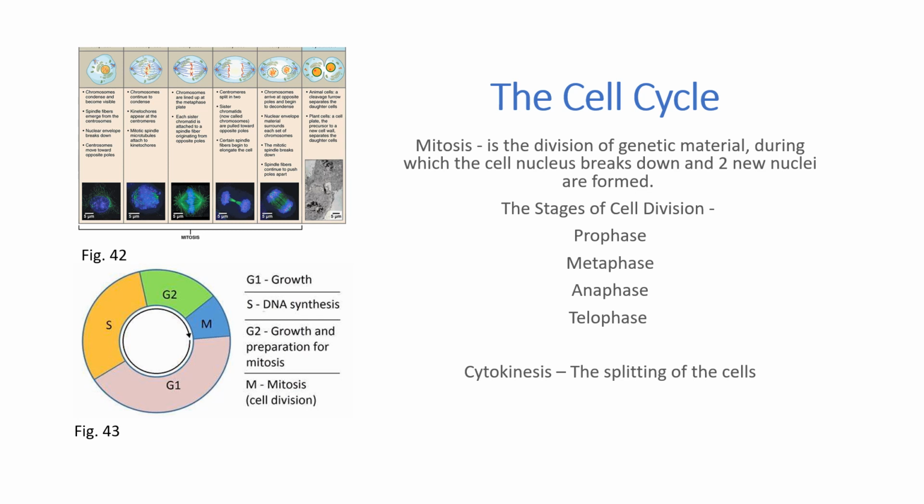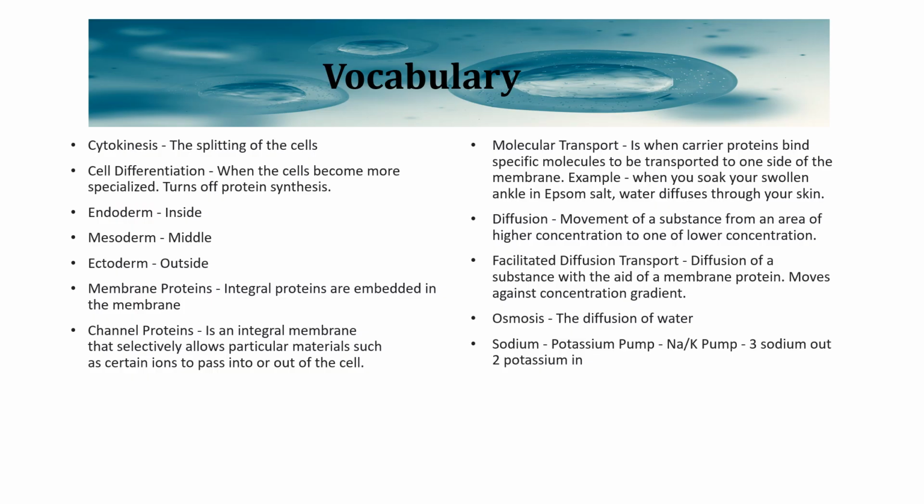Next, we have our cell cycle. So mitosis is the division of genetic material in which the cell nucleus breaks down into two new nuclei. The stages of cell division are the prophase, then you've got the metaphase, the anaphase, the telophase, and then finally cytokinesis, which is where the cell actually splits into two. And here we just have some important vocabulary, some notable notes that are worth looking over.